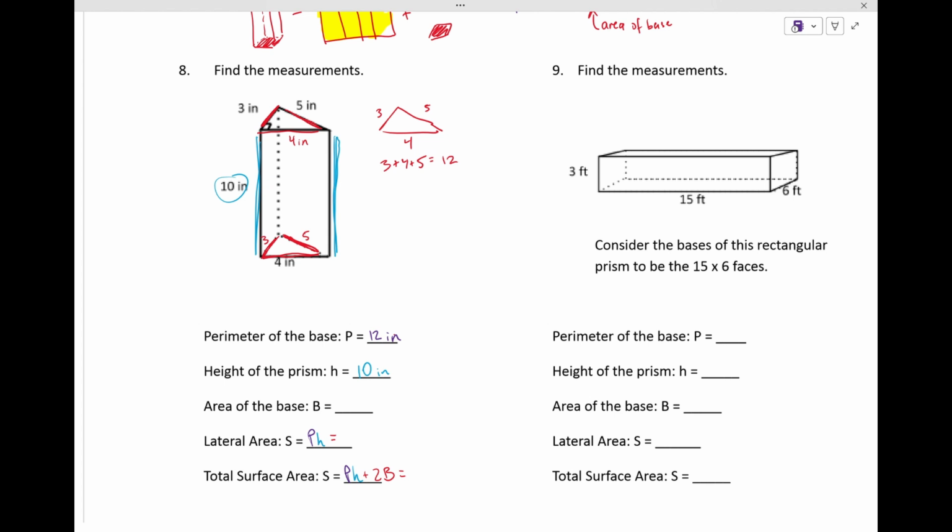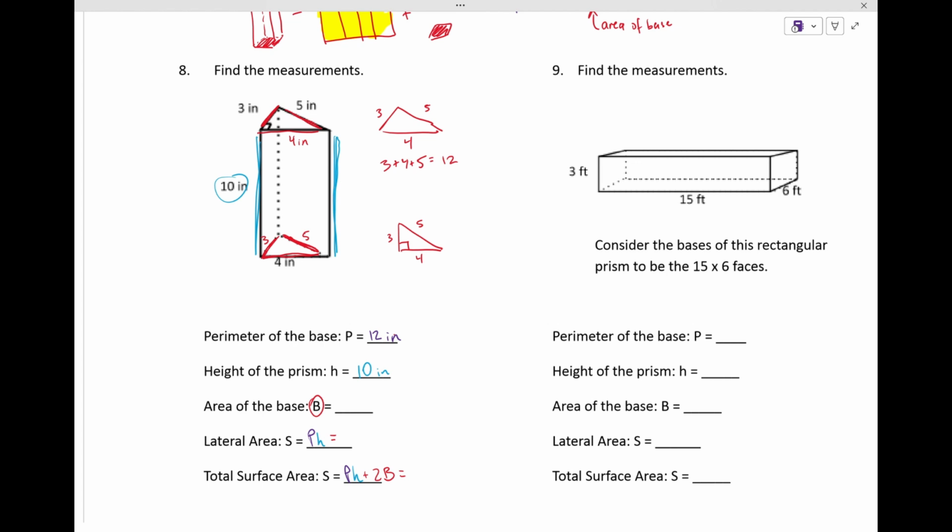Lastly, the last letter that we need in our formulas is B, the area of the base. So we have a triangle. Okay, that's kind of tilted. Let me lay it out flat. Here's your triangle. 3, 5, and 4. So I'm laying it flat out onto the piece of paper.